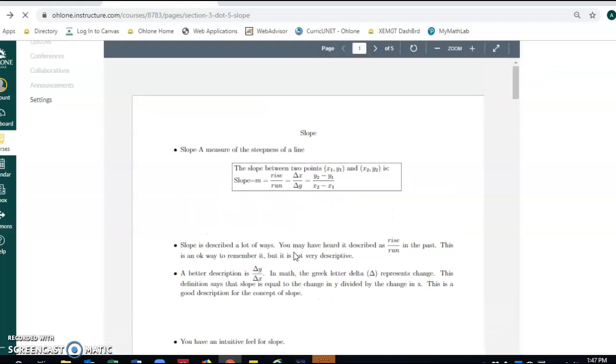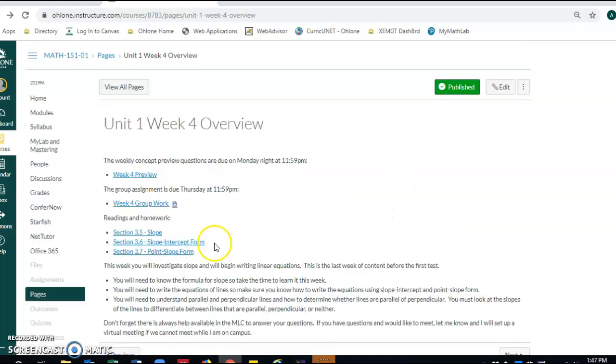There's a lot of really good information within the slope section. And then you're going to start to look at how to write the equation of a line in different scenarios. You know, if you know 2 points on the line, if you know 1 point, if you need to find a line that's parallel or perpendicular to a different line. So all of that content is in the slope intercept form and the point slope form sections. Make sure you take a look at those.